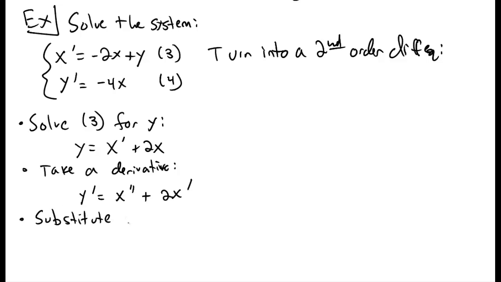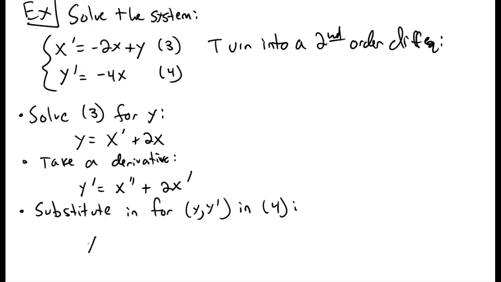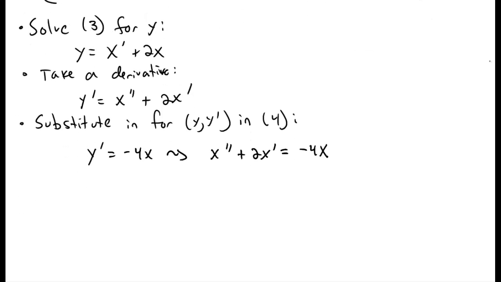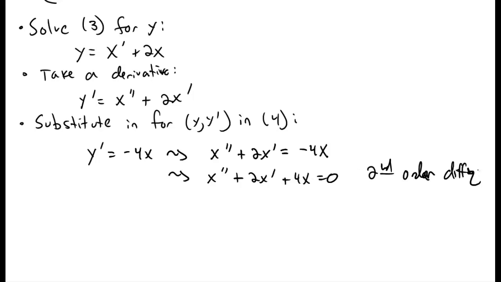And then plug these values for y and y prime into equation 4. Equation 4 only involves y prime actually, so the left-hand side becomes x double prime plus 2x prime, and then the right-hand side is still minus 4x. So moving the 4x over, this is again a nice second-order linear differential equation. And we can solve this again using the characteristic equation.